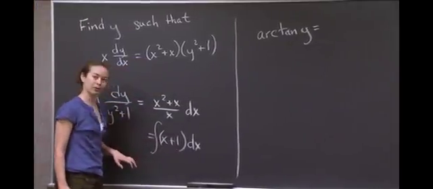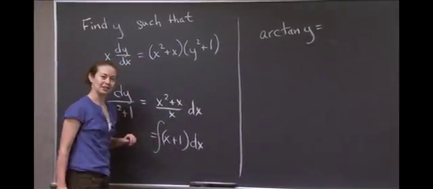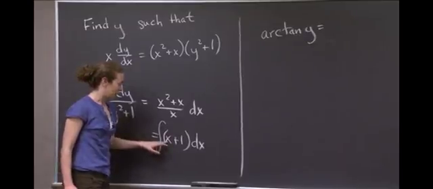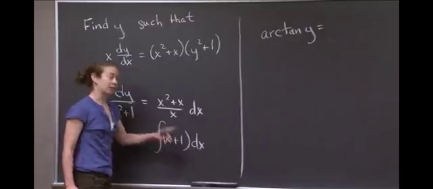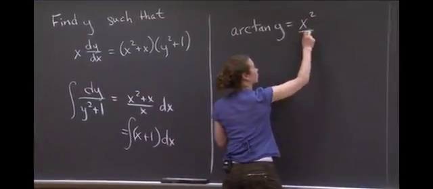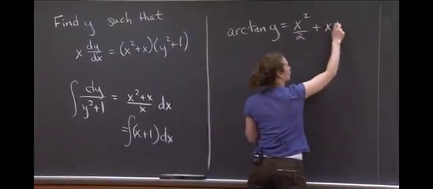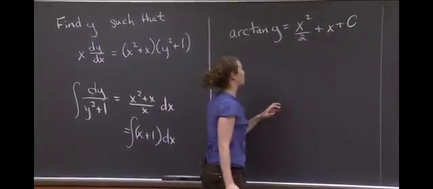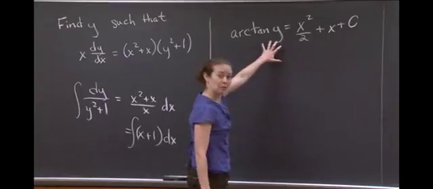And on the right-hand side, what do I get? Well, this is a nice, easy thing to integrate. And when I integrate x, I get x squared over 2. And here I just get an x, and then I should add in my constant. Right? So x squared over 2 plus x plus a constant. So far, I'm doing everything okay.